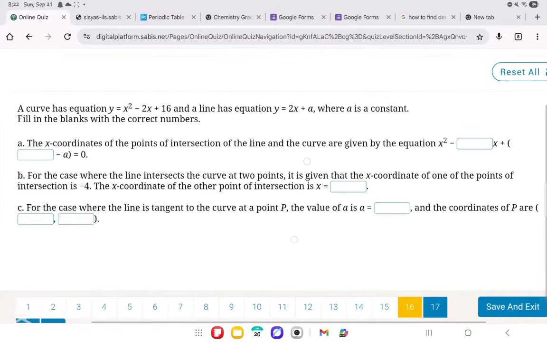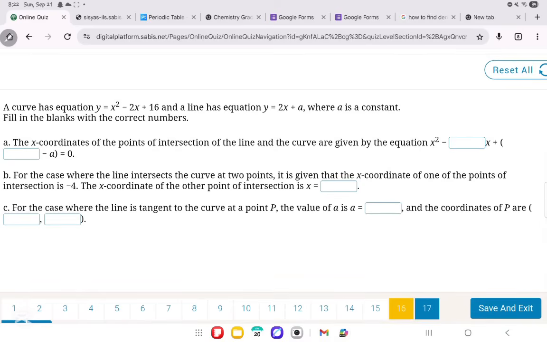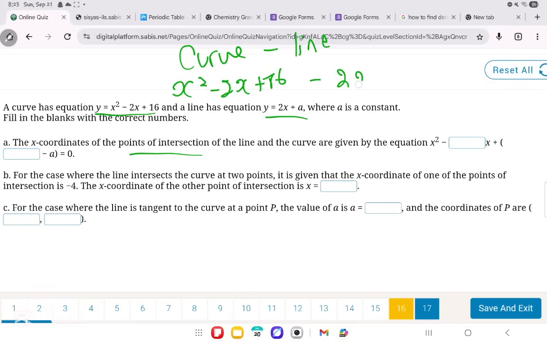Perfect. Now we'll move on to question number 16. A curve has equation y = x^2 minus 2x plus 16, and the line has this equation. They said the x-coordinates of the point of intersection of the line are given by this equation. How do we find this equation? Again, we said we're going to do the equation of the curve minus the equation of the line. So it's going to be x^2 minus 2x plus 16 minus 2x plus a, right?